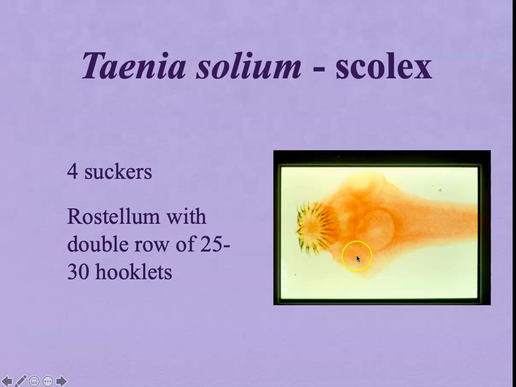So that's a really cool picture. You can even see the 4 suckers here. 1, 2, 3, 4. So that's the difference in their scolices. They both have 4 suckers, except Taenia solium has an armed rostellum.